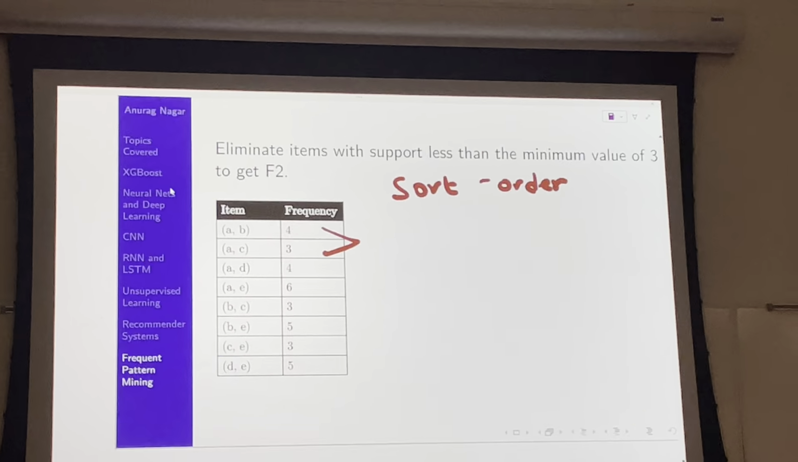Professor, so to clarify, sort order is alphabetical or in terms of frequency? Frequency and then alphabetical. So first sort order.